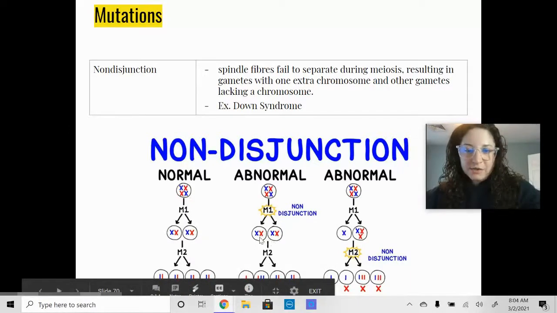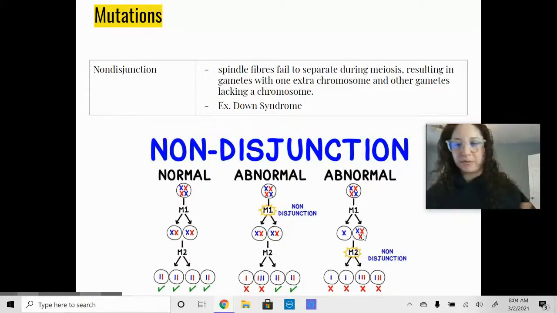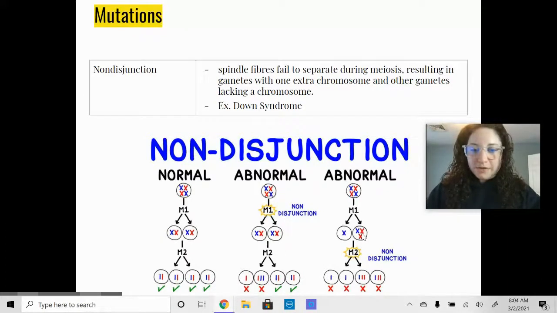So after the first round, we still have one of each chromosome, but when the chromatids are supposed to separate, they are not separating correctly down at the bottom here. Or you can have the mutation occur during the first round of cell division when we already have an unequal amount of chromosomes after the first round of cell division. So like I said, this is how Down syndrome is passed on to offspring.